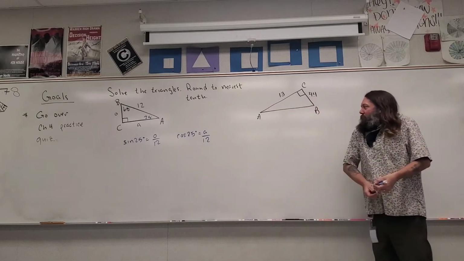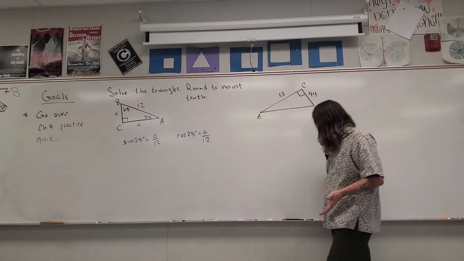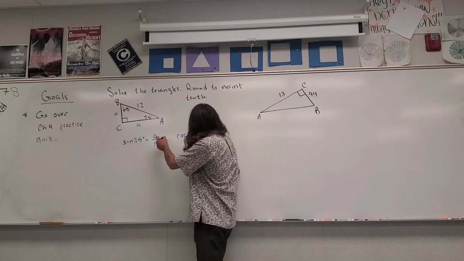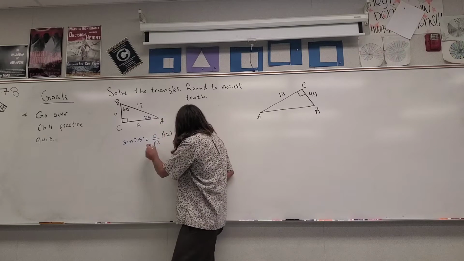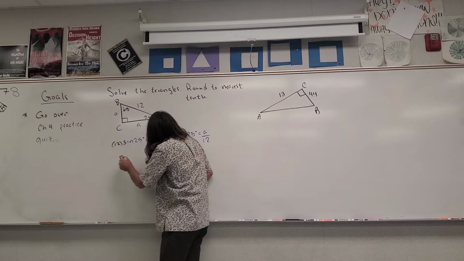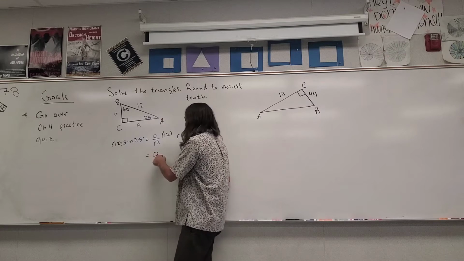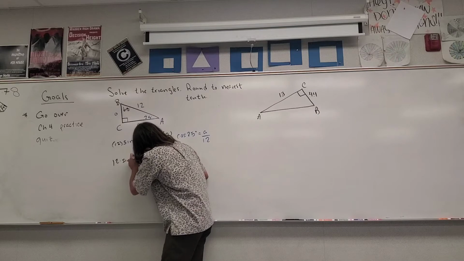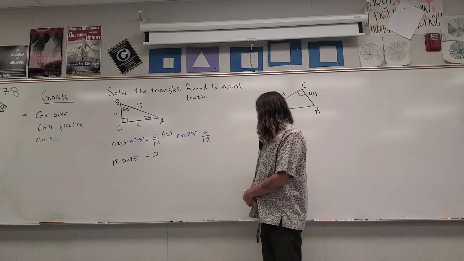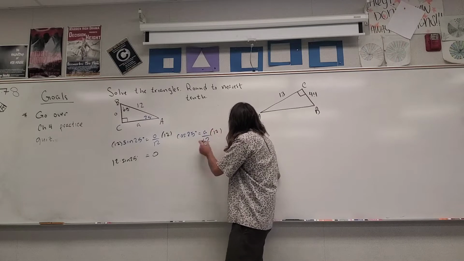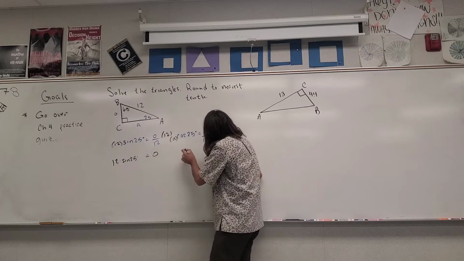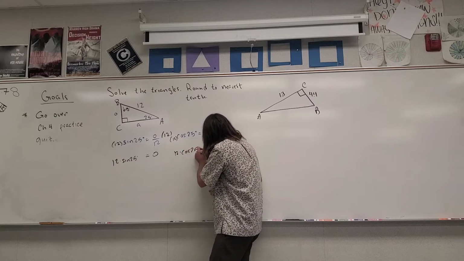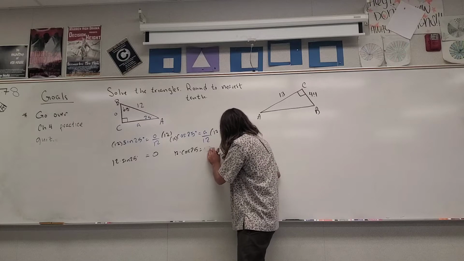Now these are real easy equations to solve, and all we have to do is eliminate the fraction by multiplying everybody by 12. So the length of the opposite side is equal to 12 times the sine of 25 degrees. And the length of the adjacent side is equal to 12 times the cosine of 25.